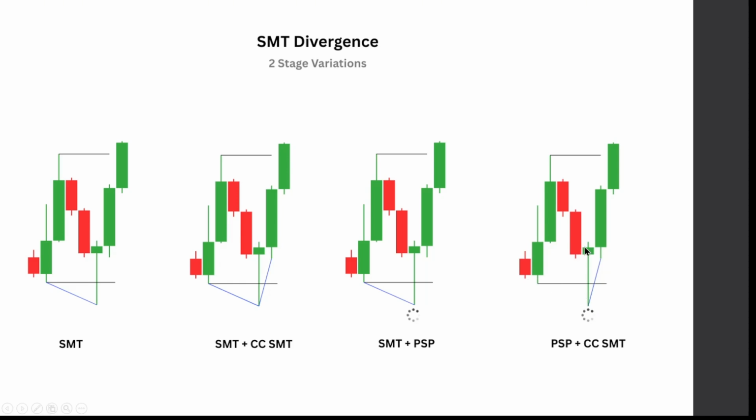What happens is that a precision swing point forms, and then the next candle takes out the low of the precision swing point, while in another asset, the next candle fails to take out the low of the precision swing point. So you have a precision swing point with a consecutive candle SMT. That is, again, another form of two-stage, confirming that price wants to reverse at this low.